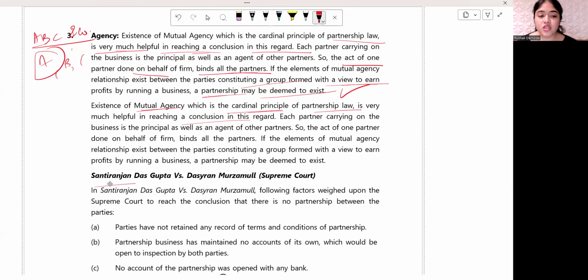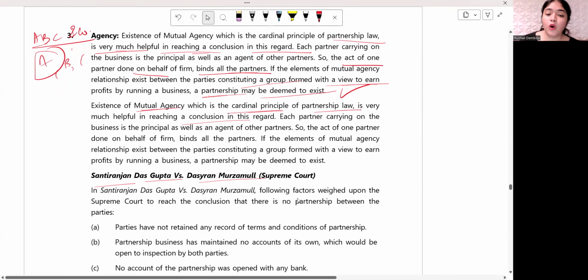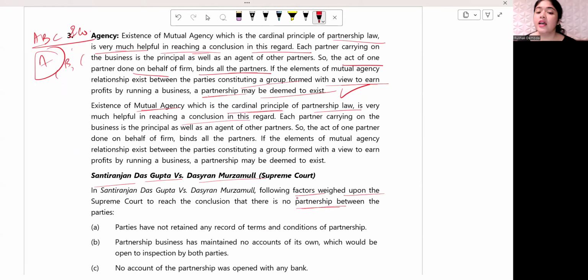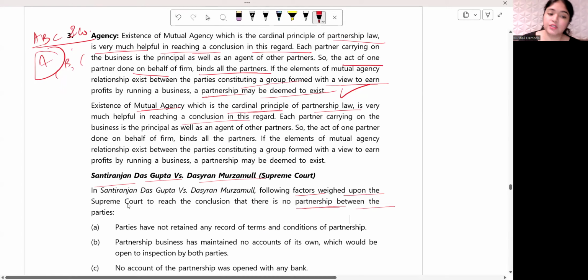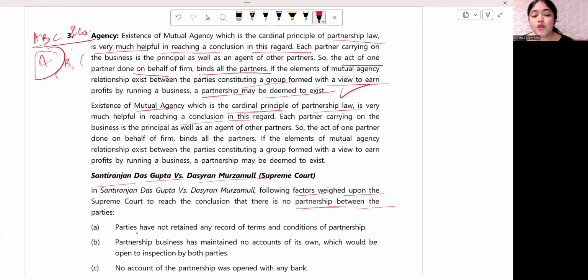Santi Ranjan Das Gupta versus Das Ryan Murzamul, Supreme Court case law says that the following factors weighed upon the Supreme Court to reach the conclusion there is no partnership between the parties. So in these particular cases, there will be no partnership between the parties. What are these cases? Parties have not retained any record of terms and conditions of partnership. So if you're making a partnership deed, you have to mention the terms and conditions. If there's no terms and conditions, you can't say that it is a partnership business.